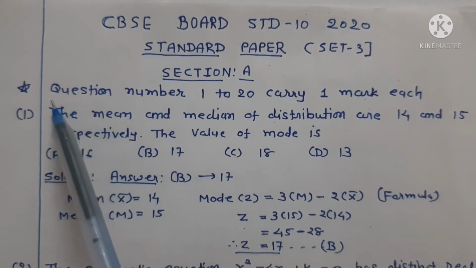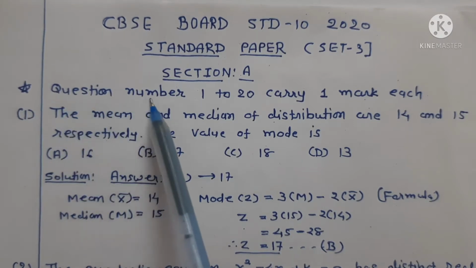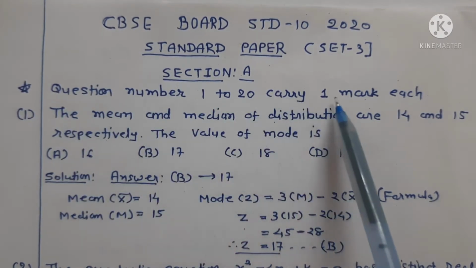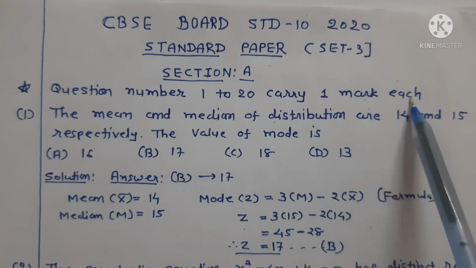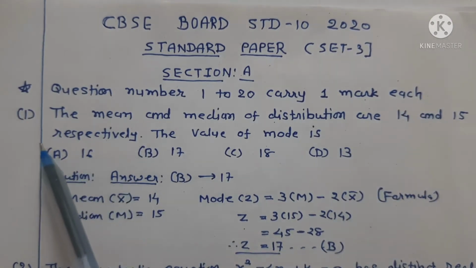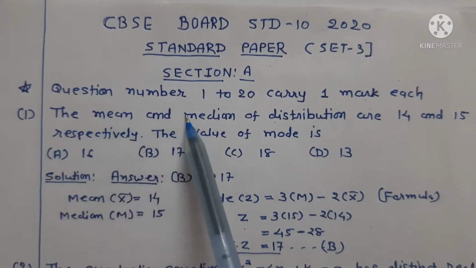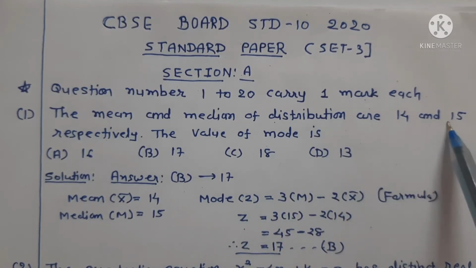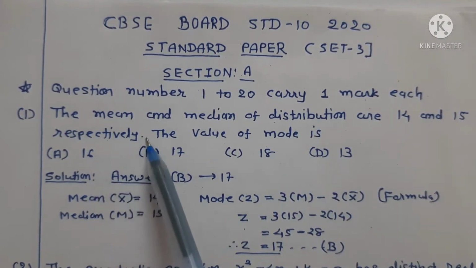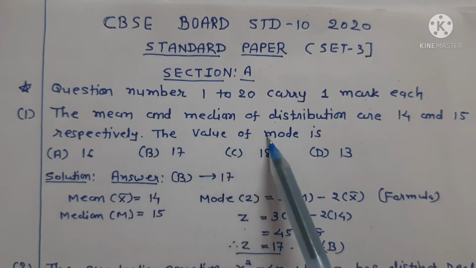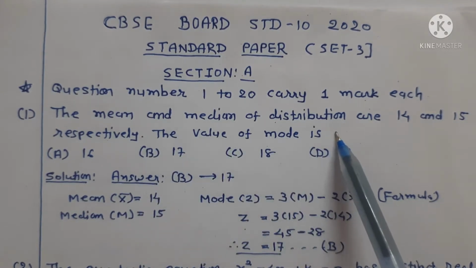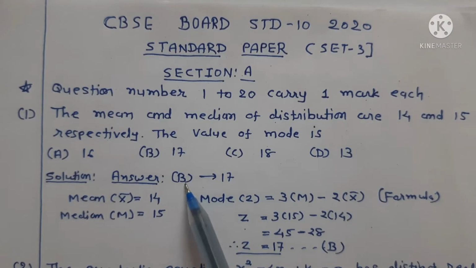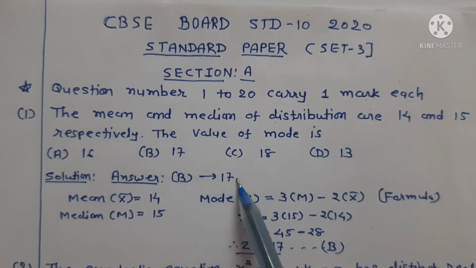Section A, question number 1 to 20 carries 1 mark each. Number 1: the mean and median of a distribution are 14 and 15 respectively. Then the value of mode is dash. We have to find the mode. Here the answer is B, 17.